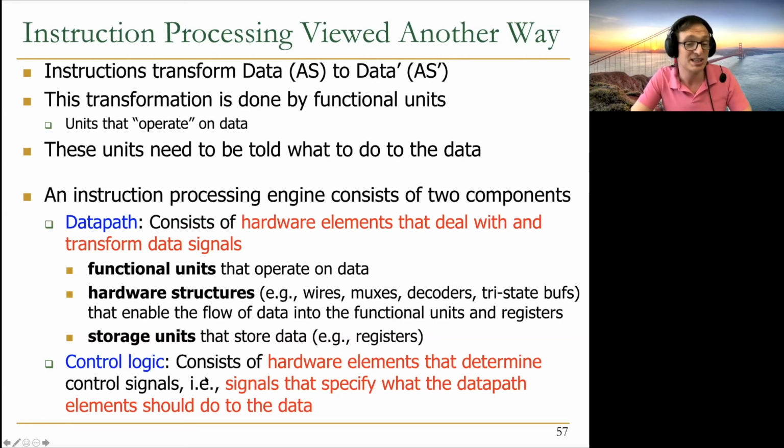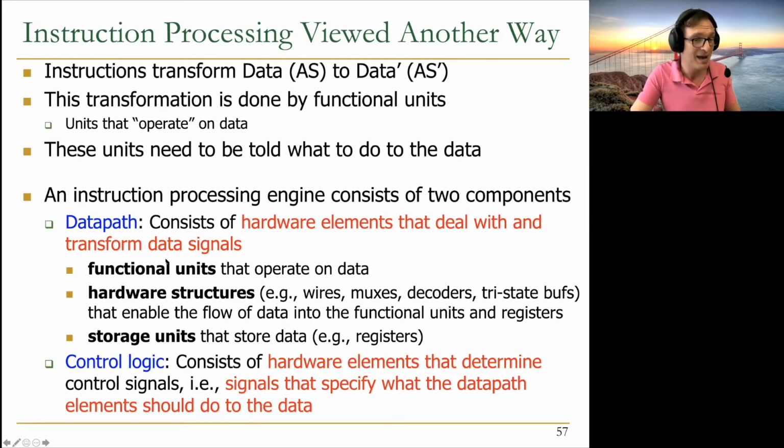But control logic consists of hardware elements that determine control signals. In other words, signals that specify what the data path elements should do to the data. So how should you configure your ALU, for example? How should you configure these muxes? Which register are you reading from? Which register are you writing to? And how are you generating the address? How should you configure the address adder, for example? And we've seen these examples, but these two are fundamentally different.